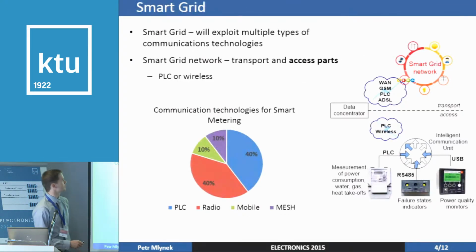There is no doubt that the future smart grid will exploit multiple types of communication technologies. In this figure we can see an example of the smart network, and if we divide the network into transport and access parts, we can say that for the access part, the most widespread technologies are radio and power line communication.